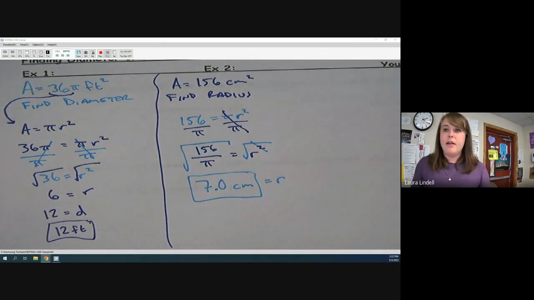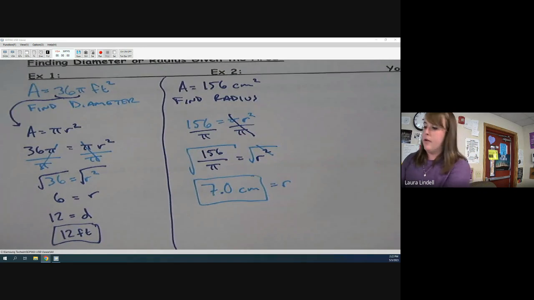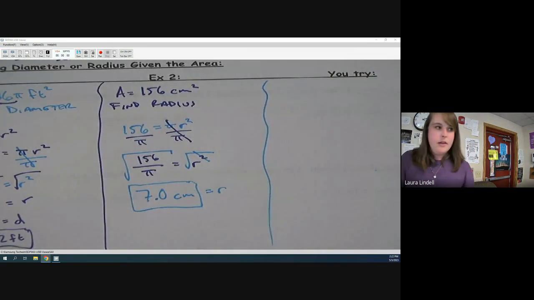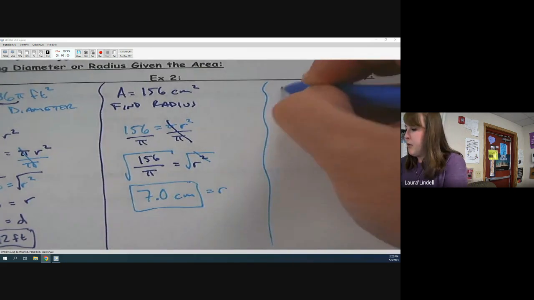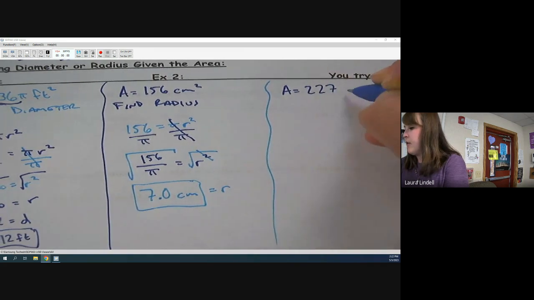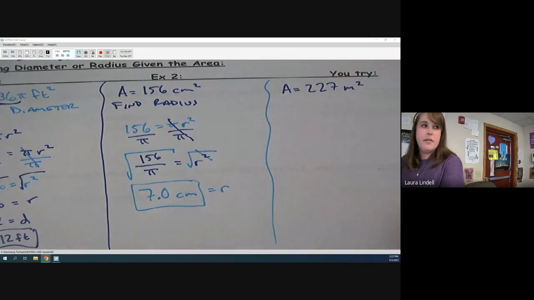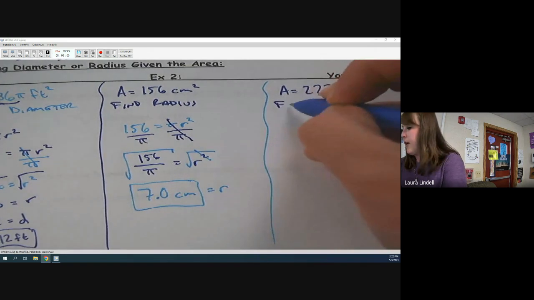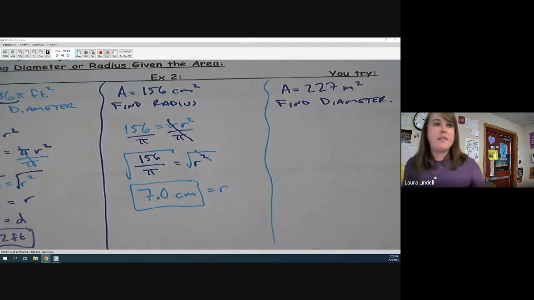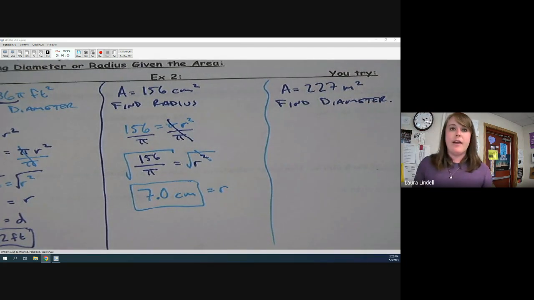All right. So now it's your turn to try one. One last problem here. This time, I'm going to tell you area is 227 square meters. And I want you to find diameter. So pause the video for a second, give it a try, and then hit play again, and we'll talk about it.